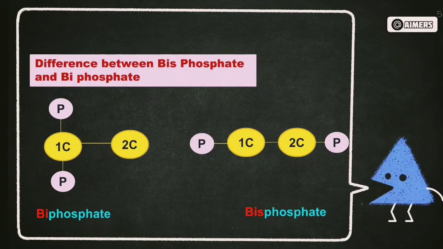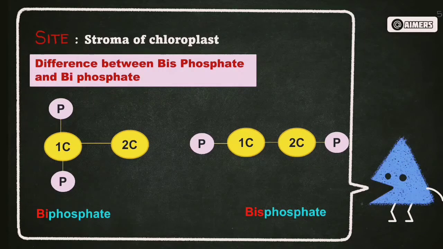Now, where do the dark reactions take place? So, do remember that dark reactions take place in the stroma of the chloroplast, while light reactions take place on grana or the thylakoid membrane. Now, we will discuss some terms which will be used in dark reactions. The first term is the difference between bisphosphate and biphosphate. So, see here that there are 2 carbon atoms, carbon number 1 and 2. If the phosphate groups are attached to the same carbon, then it is called biphosphate.